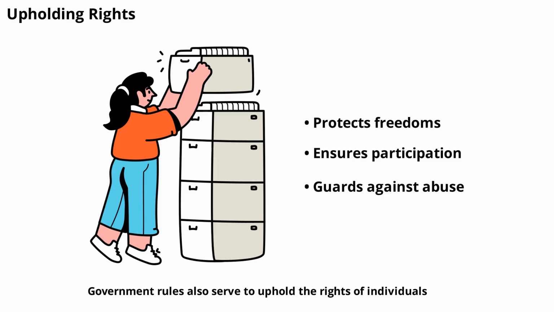Government rules also serve to uphold the rights of individuals. Constitutions and legal systems guarantee freedoms such as speech, religion, and assembly. By codifying these rights into law, governments ensure that everyone is protected from abuse and can participate fully in society. This legal framework is essential for democracy and personal liberty.